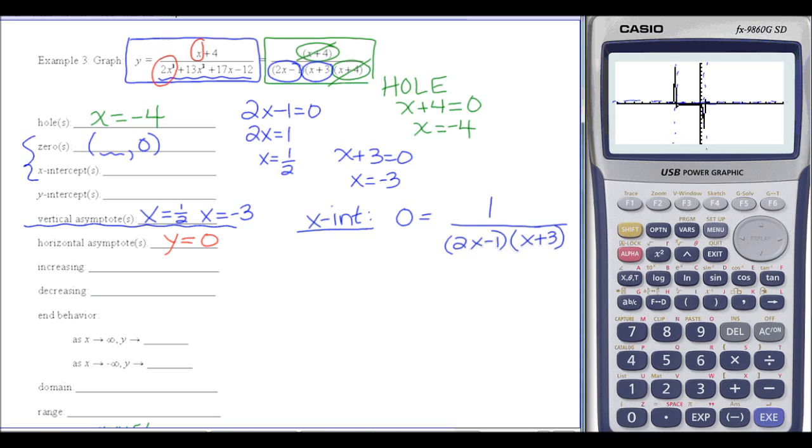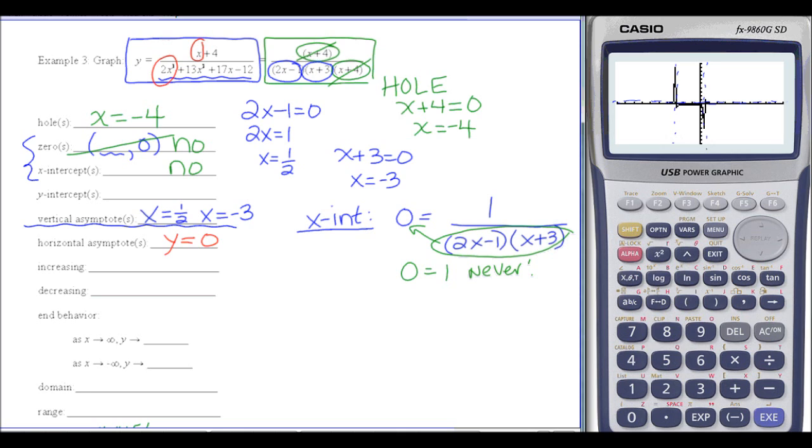So if I have to solve this equation, well, what am I going to do? I'm going to take this and multiply it across over to here. When I do that, I multiply it by 0. So I now have left 0 equals 1. Does 0 ever equal 1? No, that never happens. So there's no zeros or no x-intercepts.